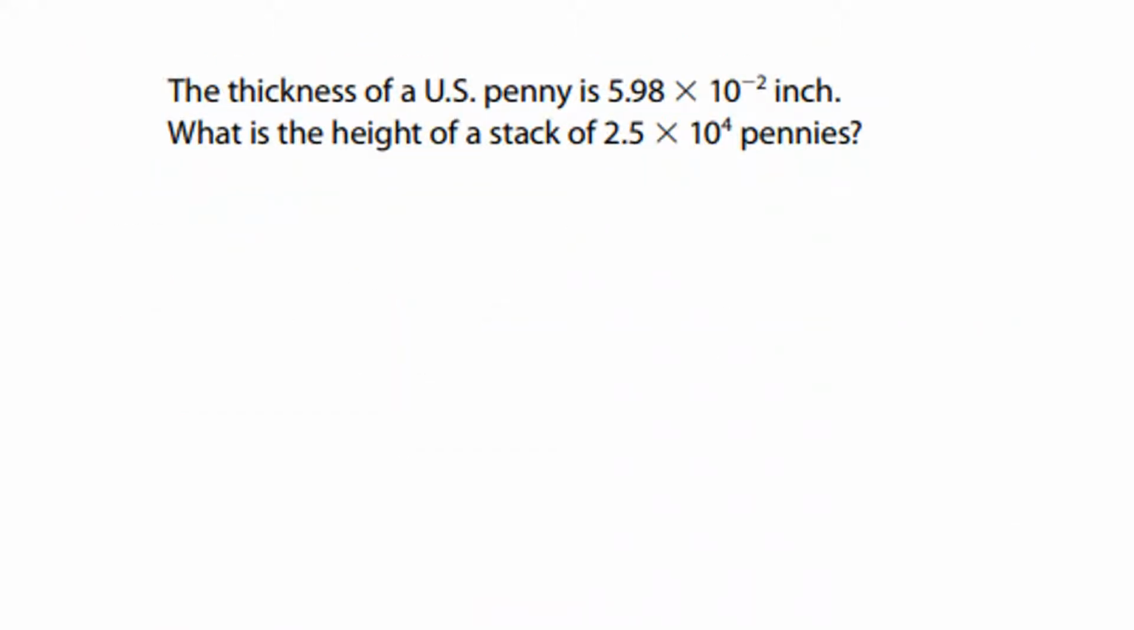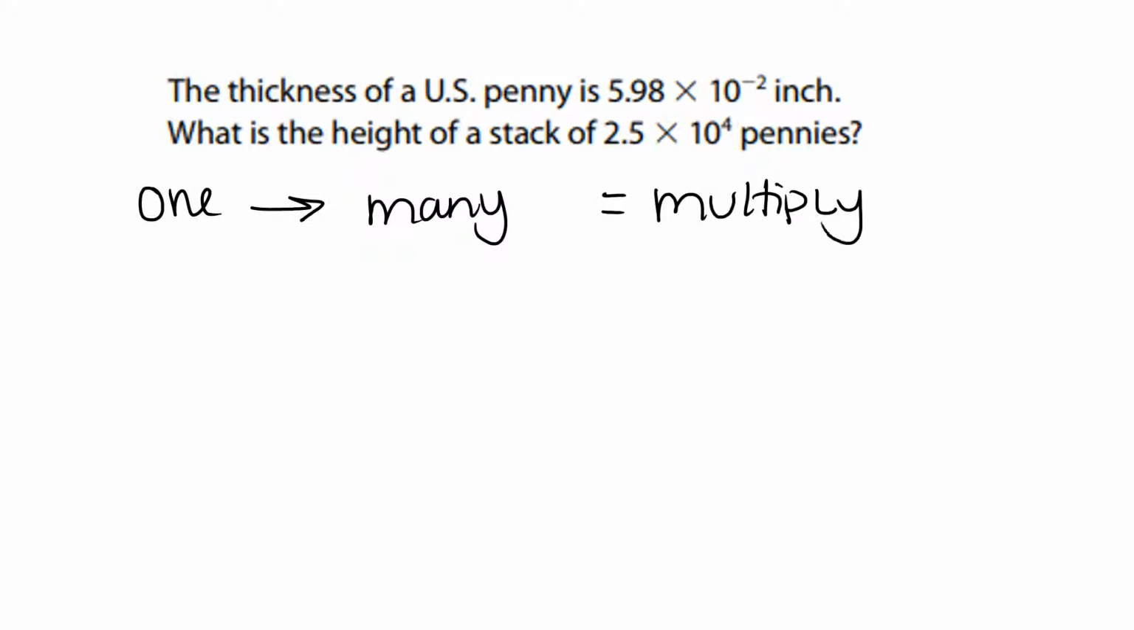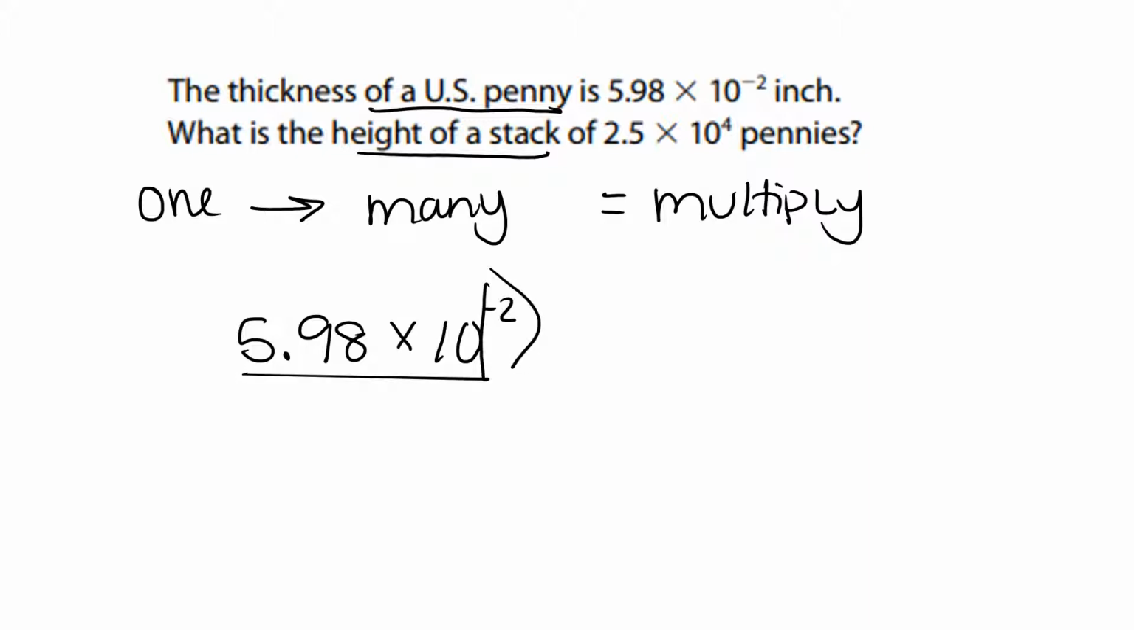The thickness of a US penny is 5.98 times 10 to the negative 2nd inch. What is the height of a stack of 2.5 times 10 to the 4th pennies? So typically, if you are going from 1 to many, that is going to mean to multiply. So in this case, we are going from 1 penny to a stack of pennies. We're going from 1 to many. So we're going to multiply the two numbers together. 5.98 times 10 to the negative 2nd. Again, we put it in parentheses.